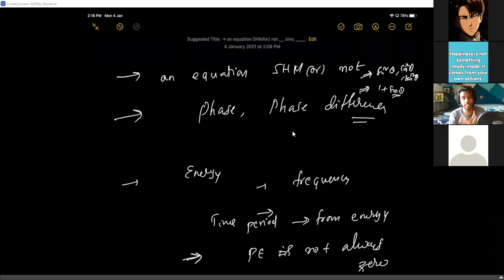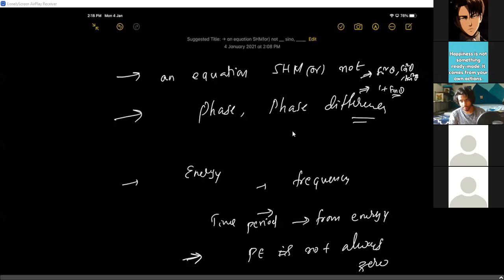Y equals t square. Is it an SHM equation? Can it be? No, sir. Why? There will be two parallel values, but they will never oscillate. They're not oscillating, right?